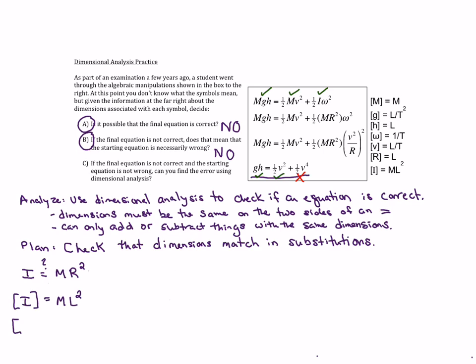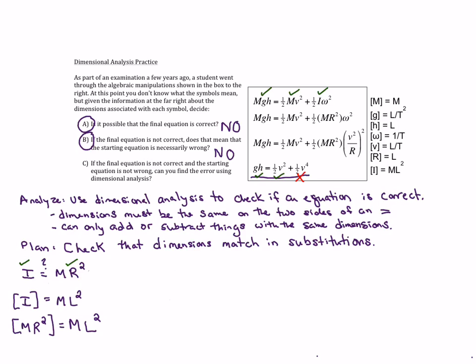And then the dimensions of MR squared. Oh, this is looking good already. Maybe you can see ahead like I can. MR squared. M has dimensions of M. R has dimensions of length. And since R is squared, its dimensions are also squared. And so we can see that those do in fact match. So that substitution between the first and second equation seems to be okay.